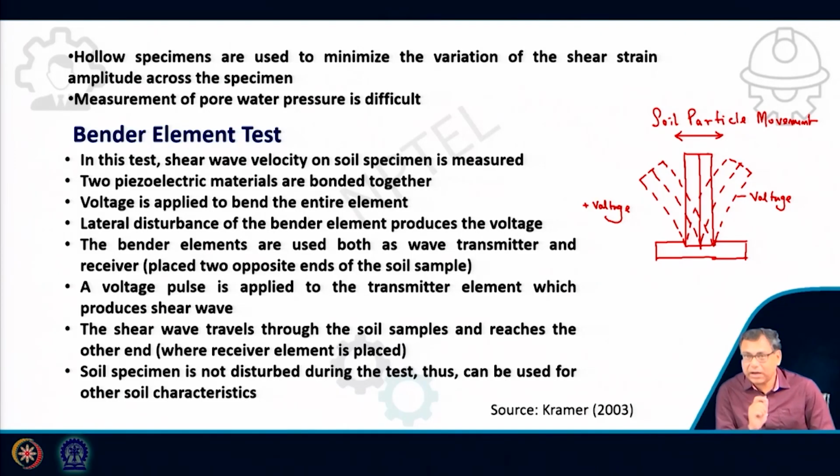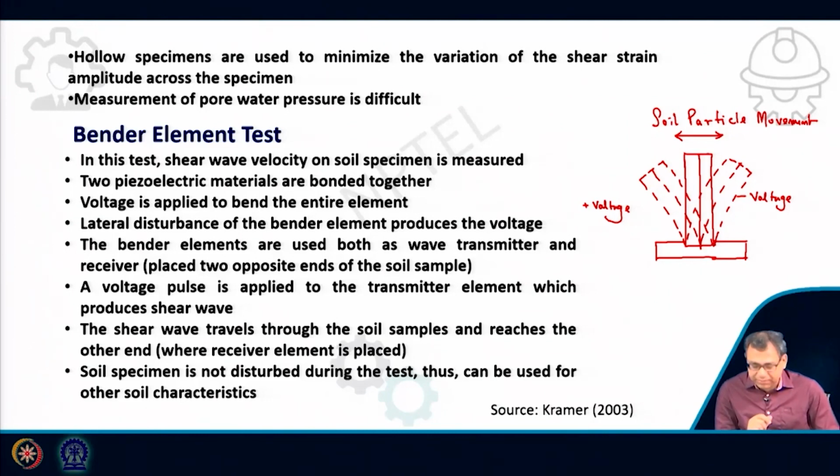So what will happen? A voltage pulse is applied at one end to the transmitter element, which produces a shear wave. So at one end we apply the voltage pulse, and that will produce the shear wave. That is called the transmitter element. Now the shear wave will travel through the soil sample and reach the other end of the sample, where we have placed another element. When it reaches the other side, a pulse will be created there also.